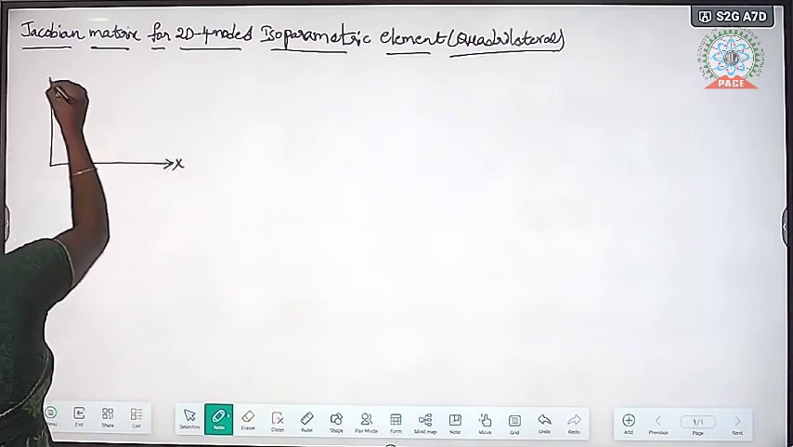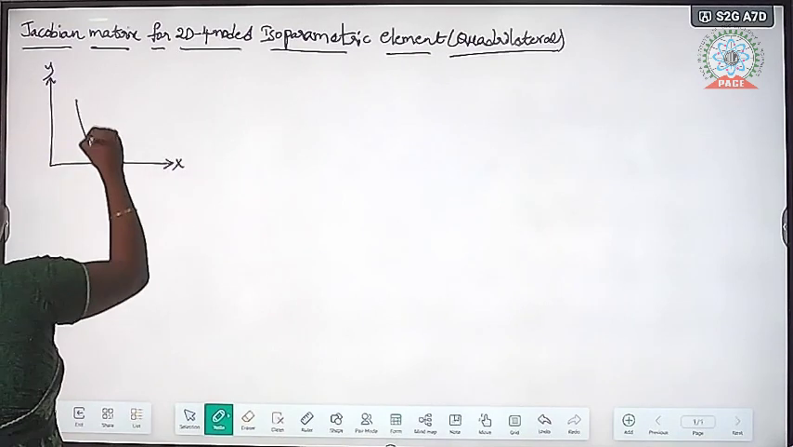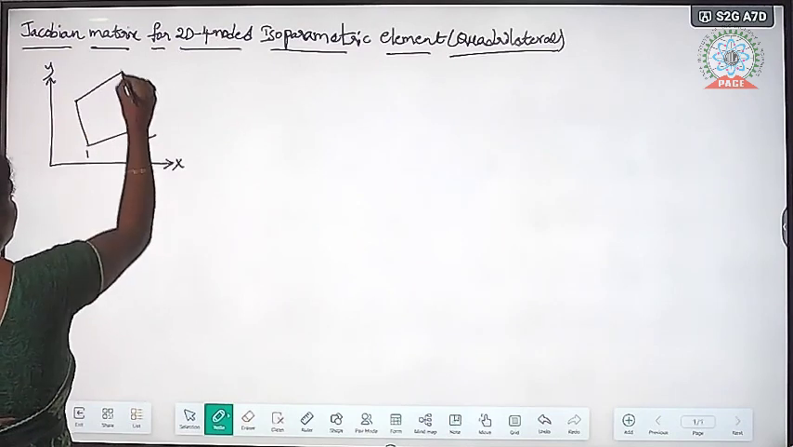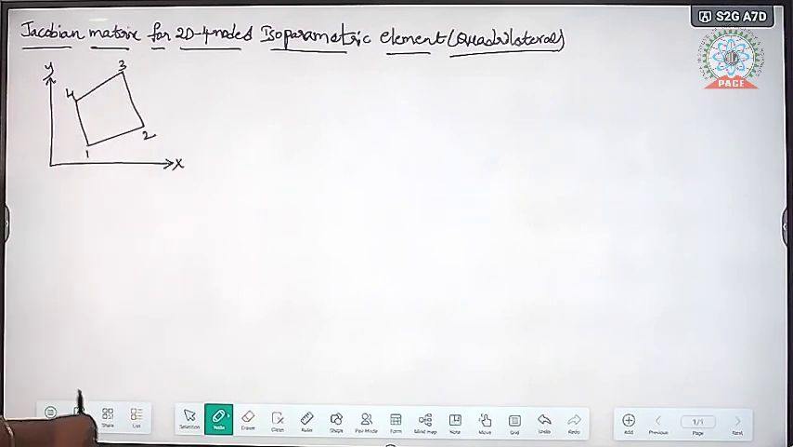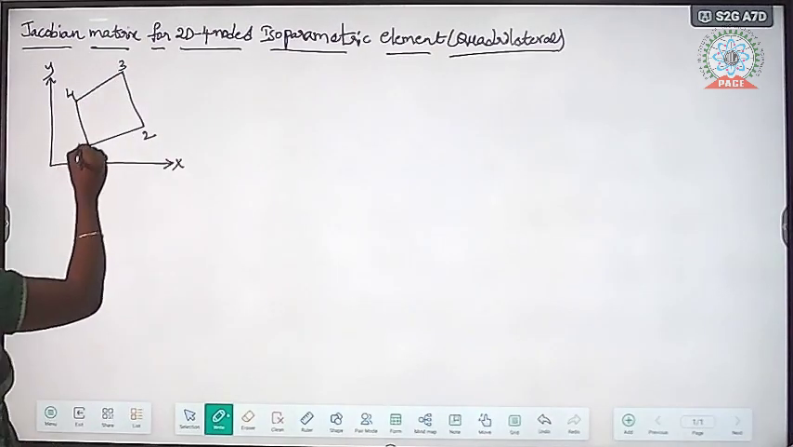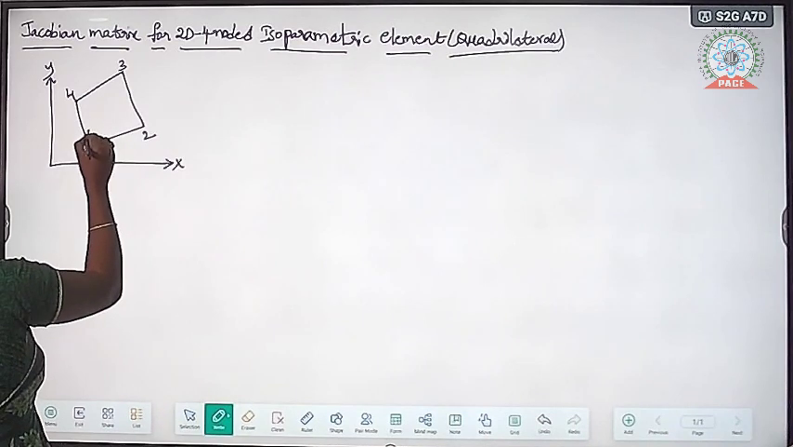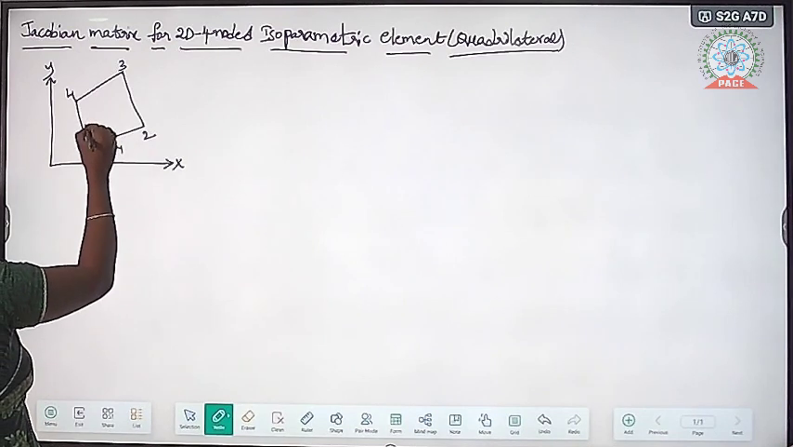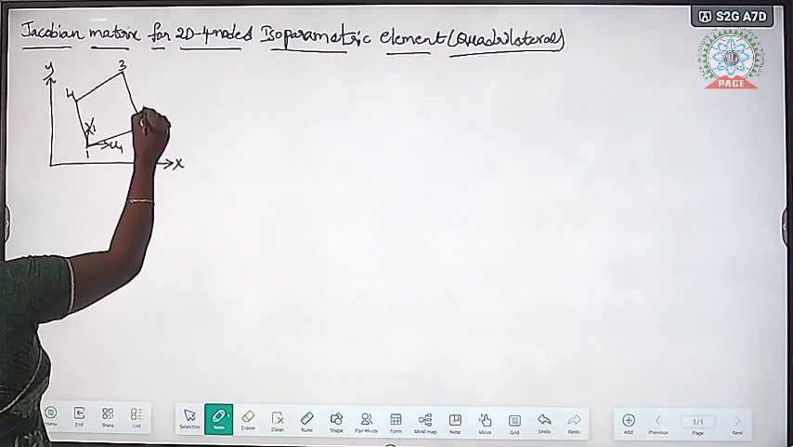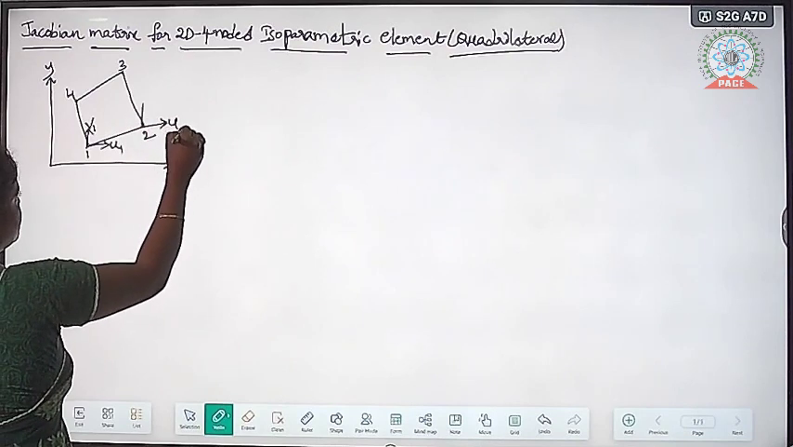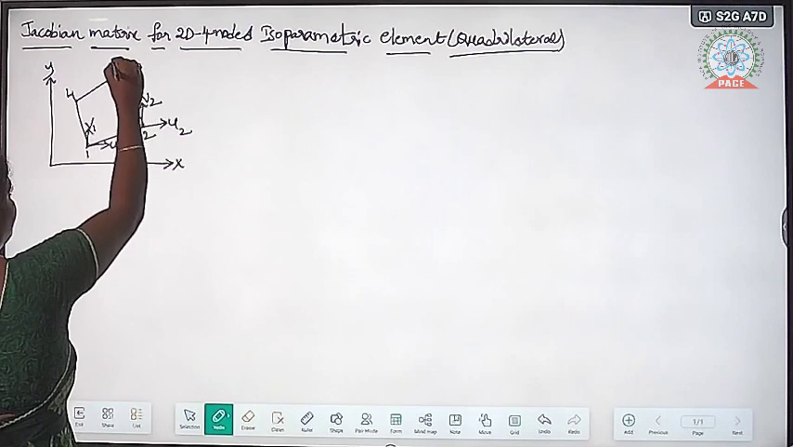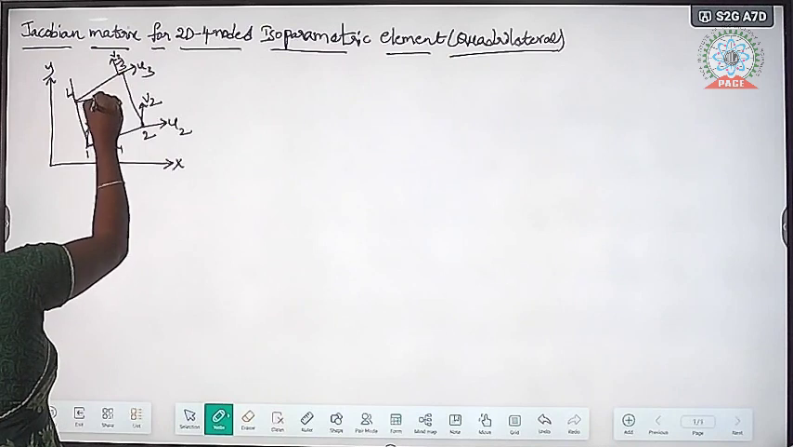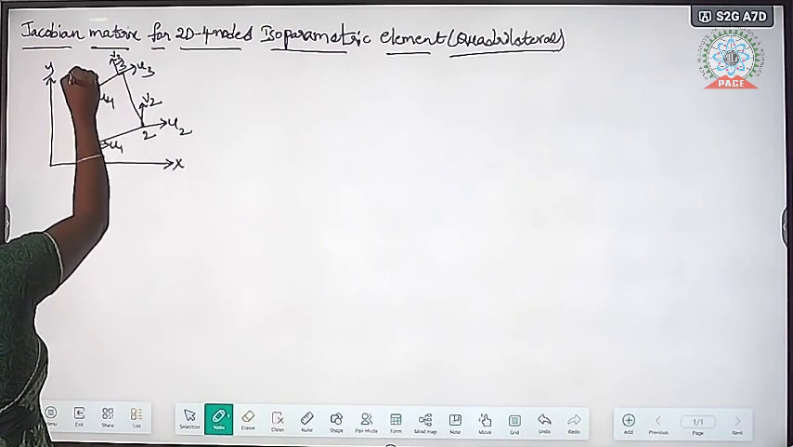This is the x axis and this is the y axis. So this is the quadrilateral element: node 1, node 2, node 3 and node 4. Every node has two directions, that is x and y. X has the u1 displacement and y has the v1 displacement for node 1. For node 2, similarly u2 and v2. For node 3, u3 and v3. For node 4, u4 and v4.